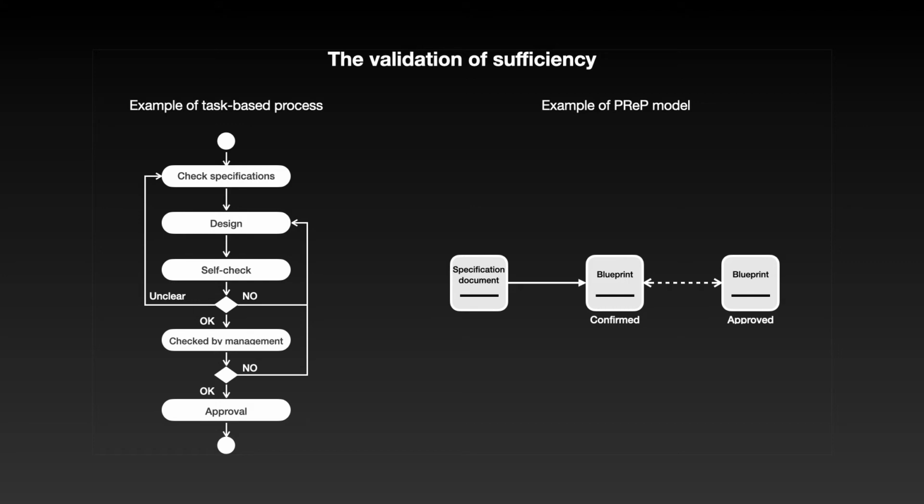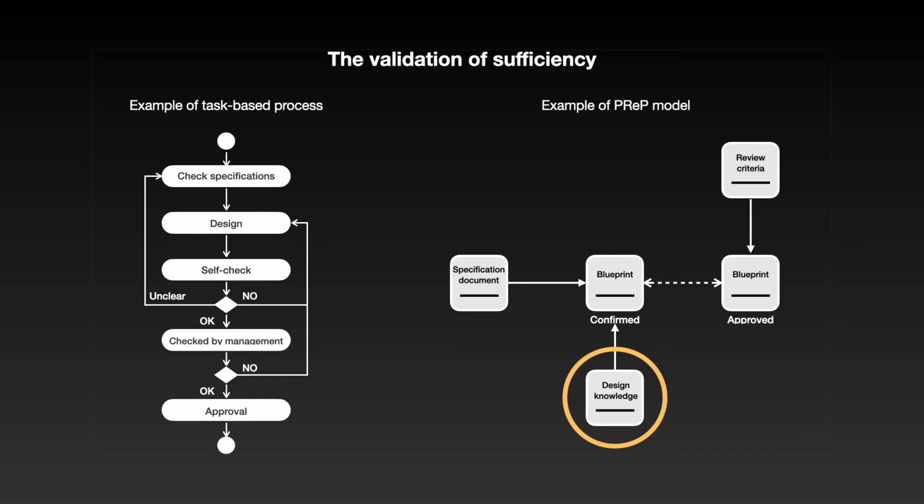In the PReP model, there is a validation rule that says, no product can be created with only one product. Let's apply this to the example. There is a structure error because the specification and the blueprint are connected only by one input line. There must be other products to be entered. The design of the blueprint will actually require not only the specifications, but also the design knowledge. In the same way, review criteria will be needed to make an approval decision. Thus, the PReP model allows us to validate the sufficiency of a process model from the logic of its structure.